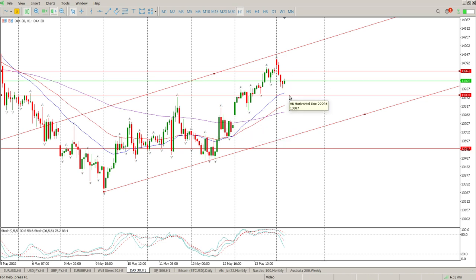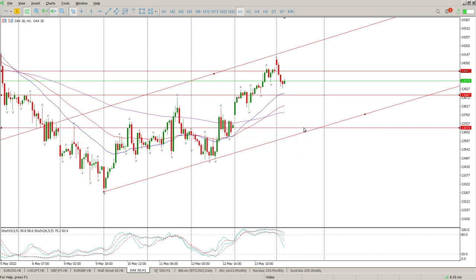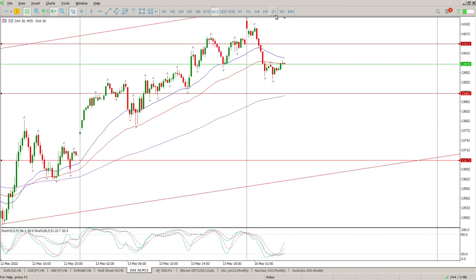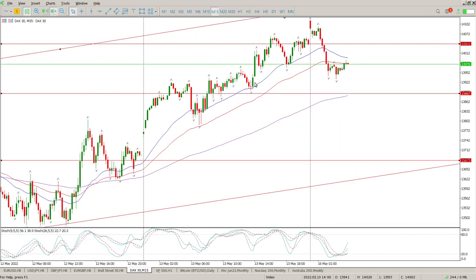This is the first area for me, 13,887, and then I'm just going to use this level here because the next area that I would be paying attention to would be 13,679, and that more than likely is in line with this bottom trend line, or the bottom of the channel that is forming. So that's kind of my view at the moment. I'm definitely looking for a continuation to the upside today.